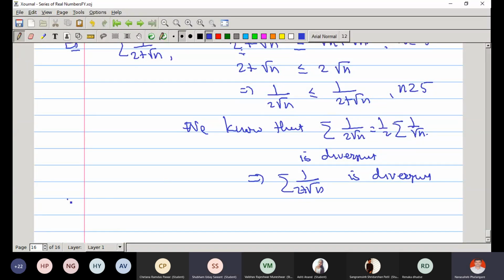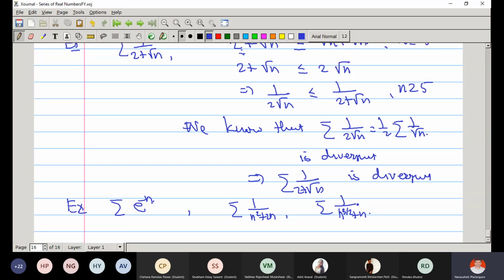So now I will give some examples. Think about series e to the power n, or series 1 upon n square plus 2n, or series 1 upon n raised to 3 by 2 plus n. You think about this by comparison test, and work this out and see what happens.